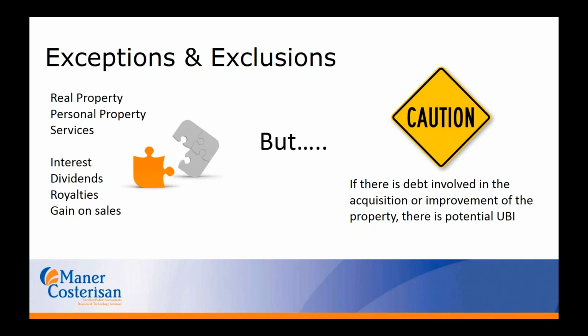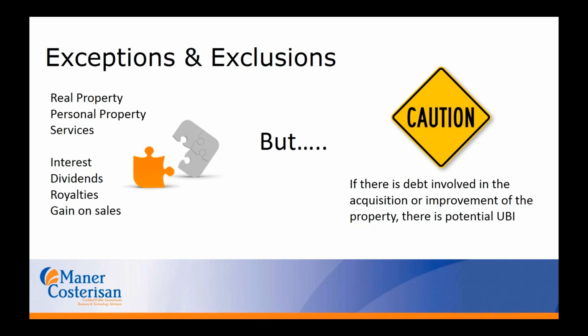So many organizations have property that they lease out, rent out to unrelated or related organizations. And most of the time, rent on real property is not UBI. However, as I have a caution sign over on the other side of the screen, if there is any debt involved in the acquisition or improvement of that property, there is potential UBI. And there are some calculations involved in figuring out what portion, and it really has to do with debt, how much debt's left, and things like that. But if there's debt involved, then it's probably UBI.